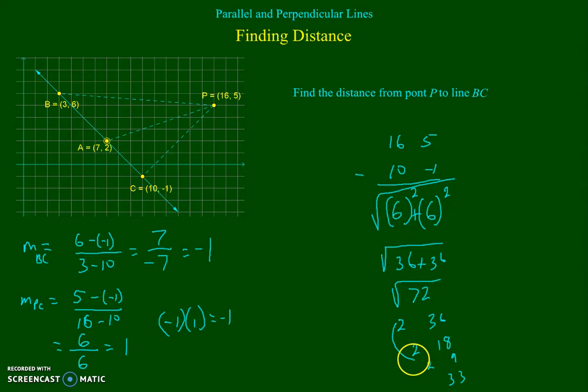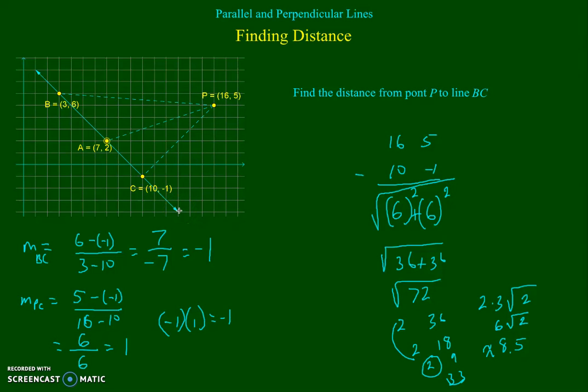So we have one pair of 2's and one pair of 3's. So this is 2 times 3, and there's still a 2 left inside the radical. So it's square root of 2. So this is 6 square roots of 2, which is the exact value, and that's approximately equal to 8.5 to 1 decimal place. So that's the distance from point P to line BC.